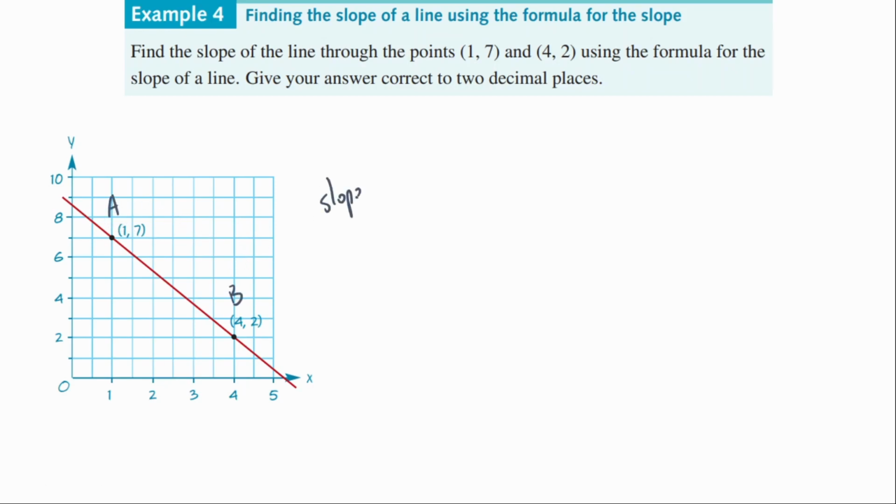So slope equals y2 minus y1 over x2 minus x1. Let's call this one x1, y1. And let's call this x2, y2. So it doesn't matter once again which order you have that in. So that's 2 minus y1, which is 7, over x2, which is 4, minus x1, which is 1.